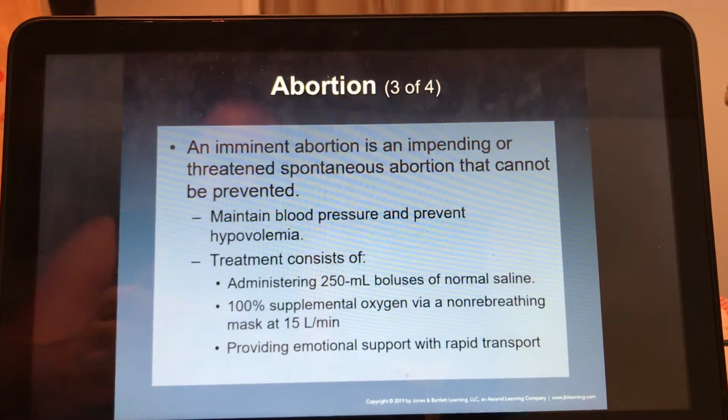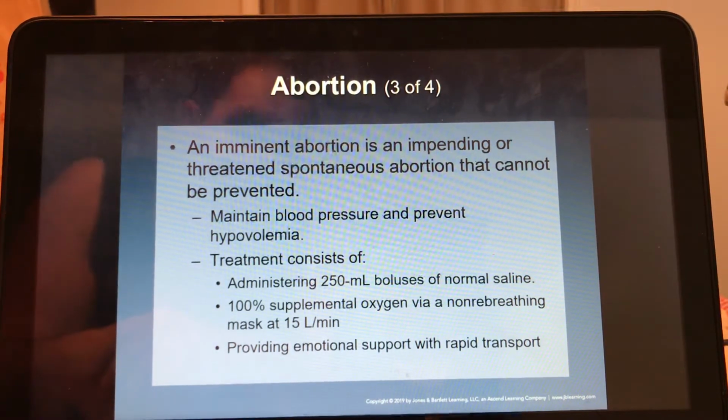So more than likely, when this is happening, usually it is very emotional for the person having the abortion or the miscarriage, for lack of a better term, and what's happening inside of her mind as well as what's happening to her body.